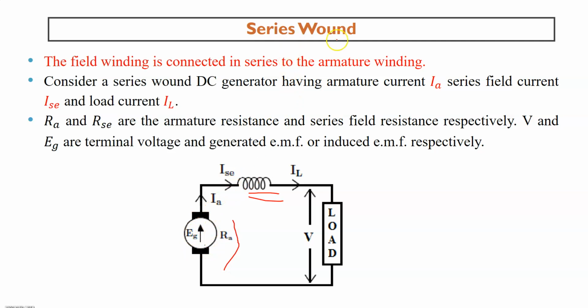Then we call it a series wound generator, where Ia is the armature current, Isc is the current flowing through the series field winding, IL is the load current, as in the case of a shunt generator, and V is the terminal voltage. Ra is the resistance of the armature winding, and Rsc, which is not written here, is the resistance of the series field winding.